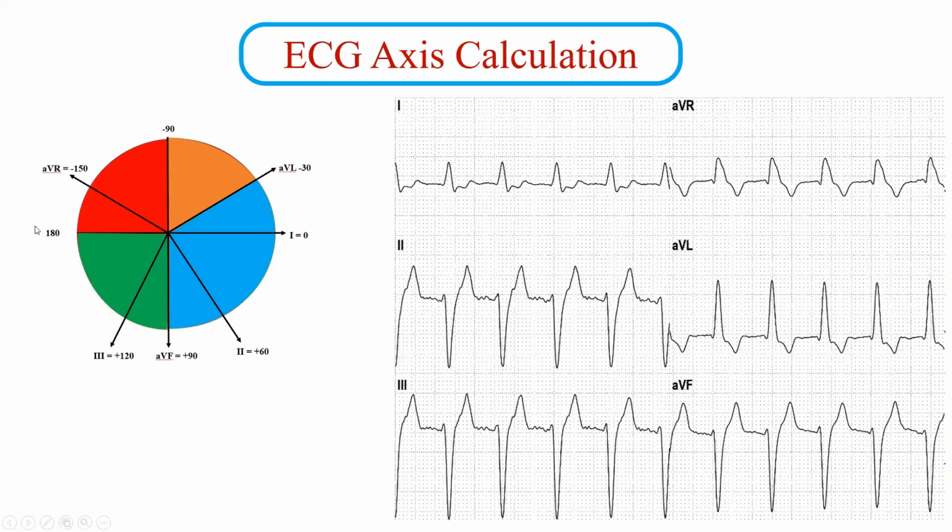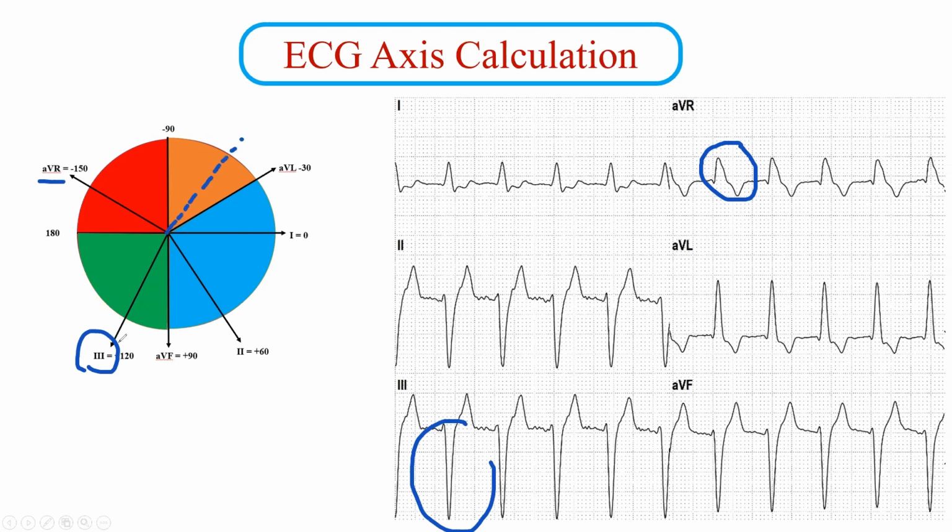Okay. Let's see one more example here. Okay, what we have here, if we look here, lead 1 is positive, lead 2 is negative, lead 3 is negative. AVR is isoelectric for me. AVL is positive, AVF is negative. So AVR is isoelectric. What is opposite to AVR is lead 3. We look at lead 3, it's negative, meaning the axis will be here.